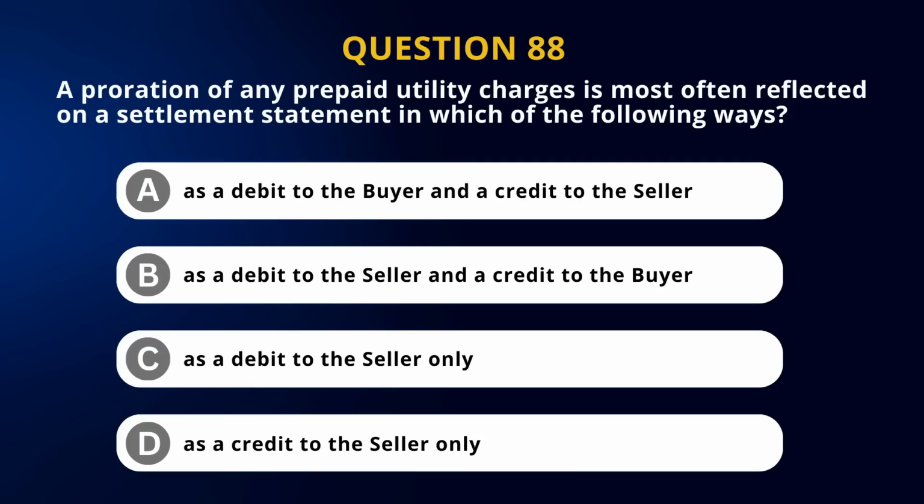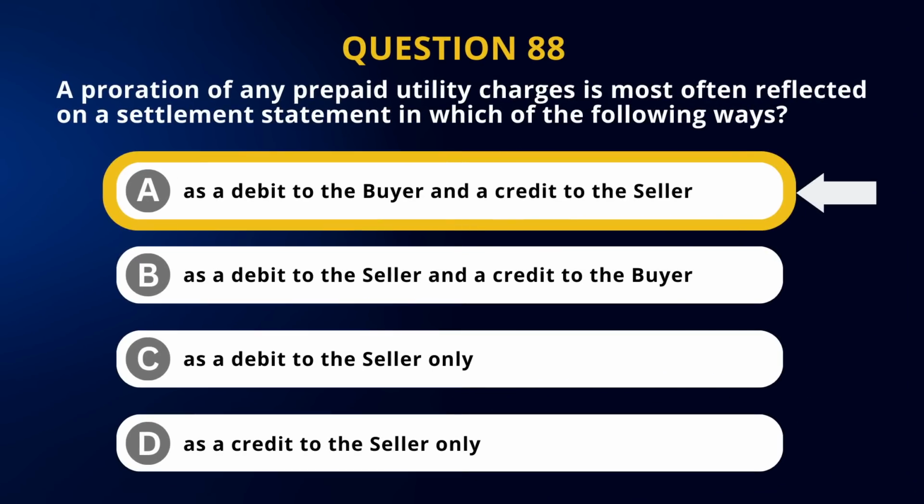Question number 88. A proration of any prepaid utility charges is most often reflected on a settlement statement in which of the following ways? Letter A, a debit to the buyer and a credit to the seller. Letter B, as a debit to the seller and a credit to the buyer. Letter C, as a debit to the seller only. Letter D, as a credit to the seller only. And the answer? Letter A, as a debit to the buyer and a credit to the seller.